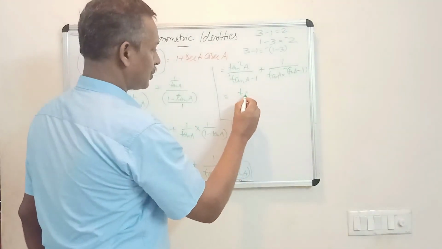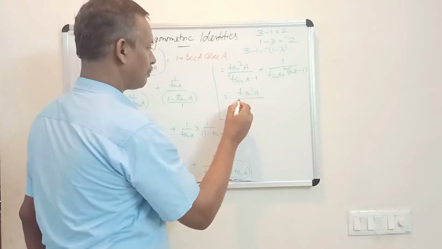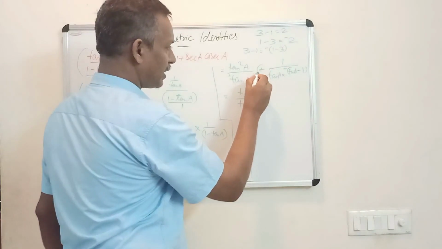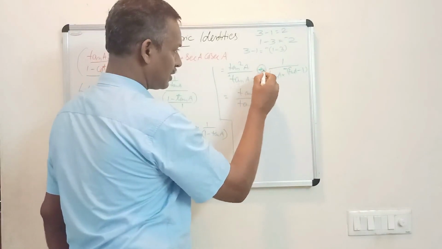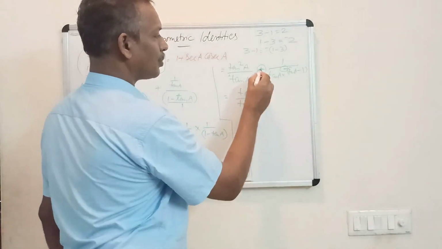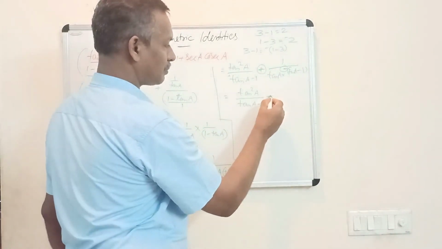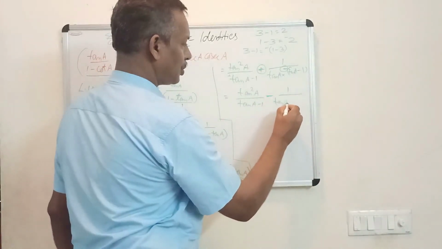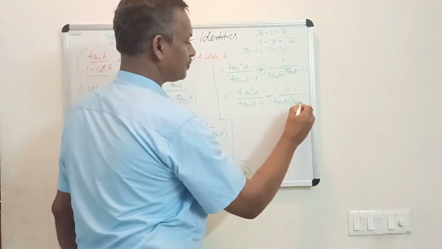Then tan square A by tan A minus 1, I write one more time. And then this minus and this plus and this minus we can join, because all are multiplied. So plus and minus join and we get minus 1 upon tan A into tan A minus 1.